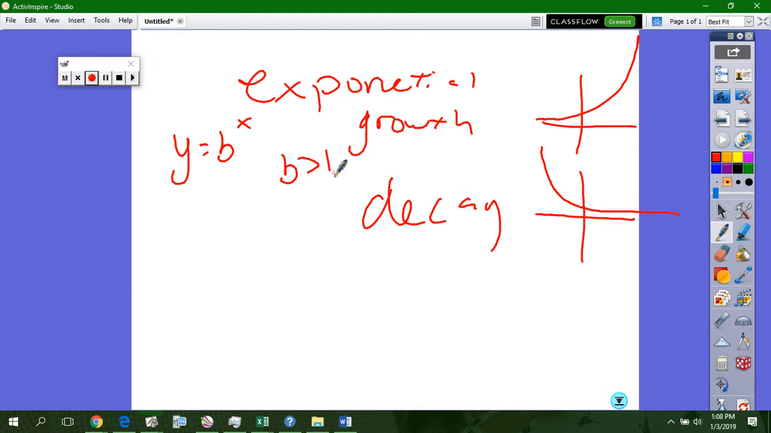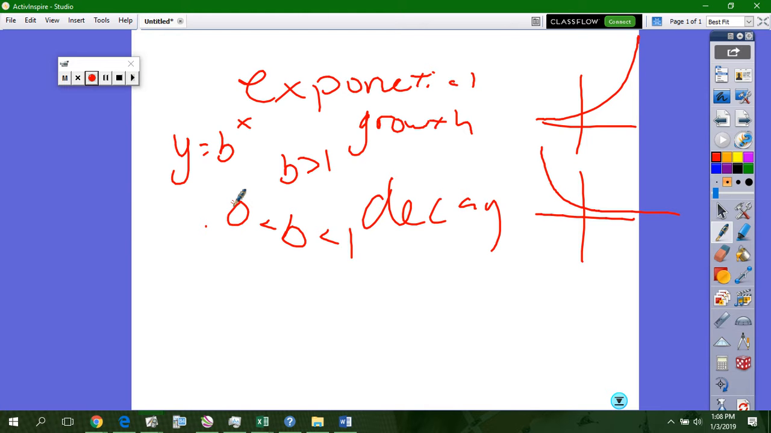So decay happens when the base value is less than 1 but greater than 0. Let's talk about one thing. Why do I stop at 0? Why am I not just saying greater than negative 1 and less than 1? Can you tell me a reason? Why am I not even using 1? What would 1 raised to some power always be? 1. Why can't I use 0? 0 raised to a power is 0.